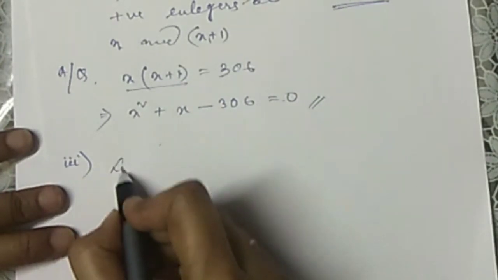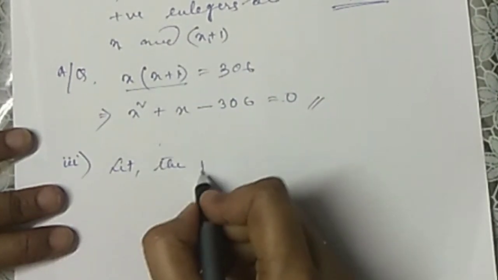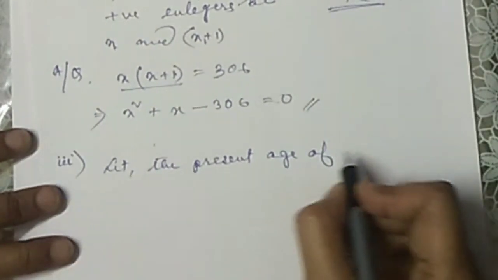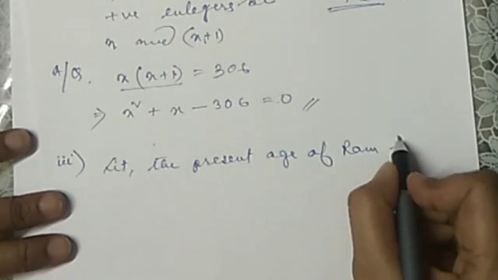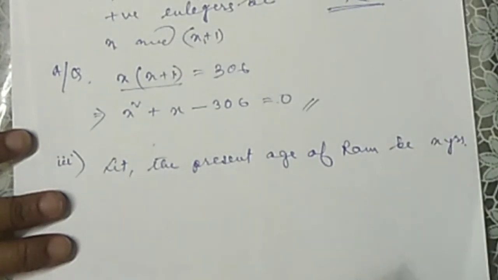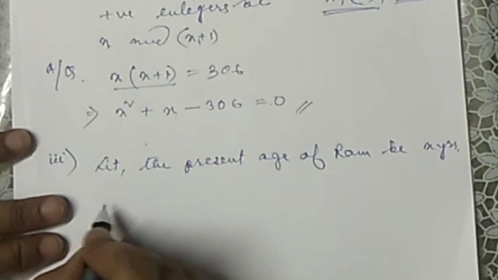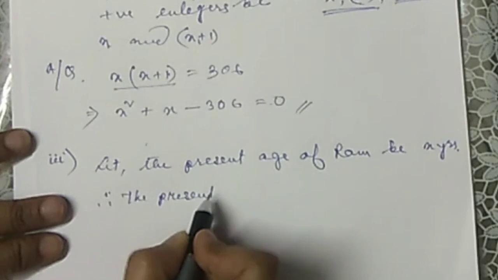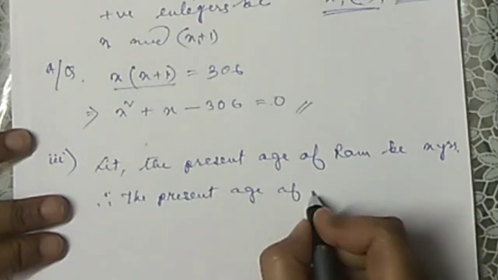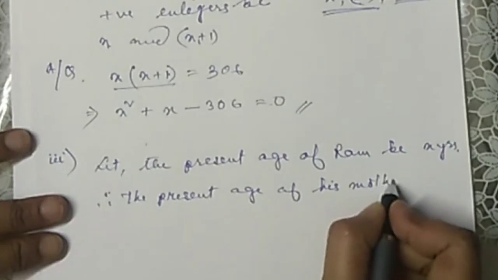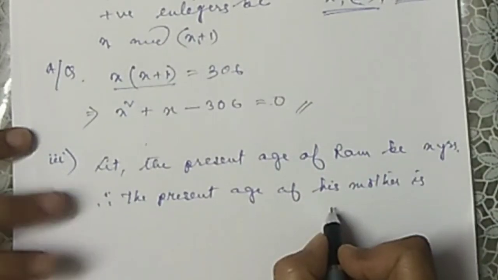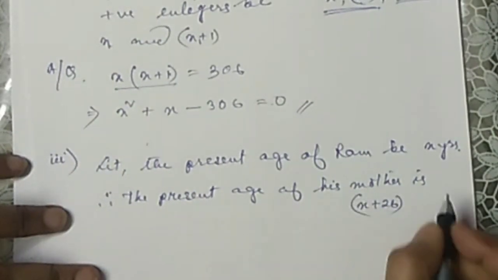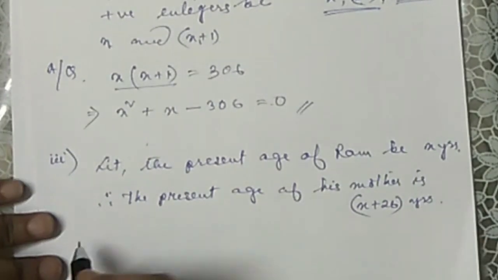Therefore, let the present age of Ram be x years. Therefore, the present age of his mother is 26 years older, so x plus 26 years.